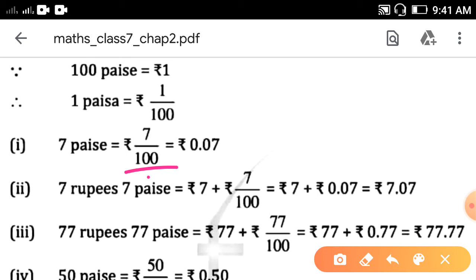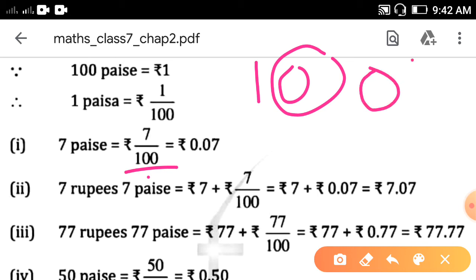If in the denominator 10 is given, then in 10 how many zeros are there? 1. So 1 decimal point you have to shift. I mean after decimal point 1 digit should be there. If 100 is given, then how many zeros are there? 2. It means after the point 2 digits should be there, 0.07.